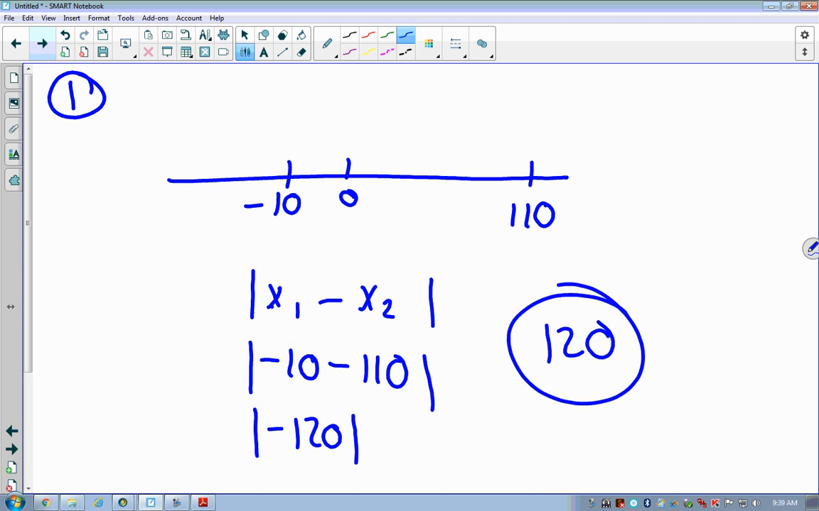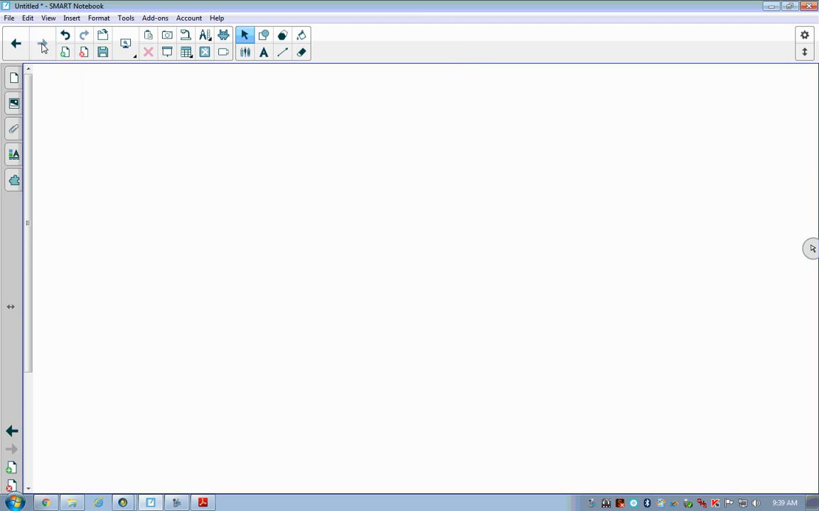It's not 100. It's not 110 minus 10. Do we understand that? Because sure as the world, 100 is going to be one of the possible answers. So you need to understand what it's asking. Okay, let's see, number 4.